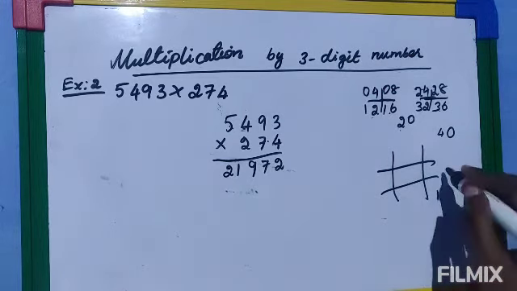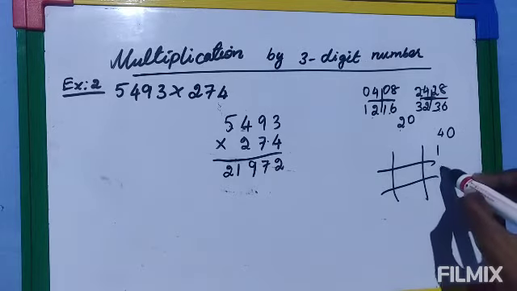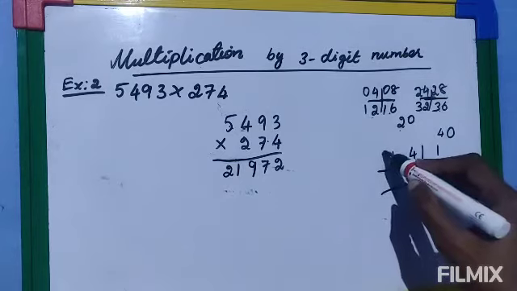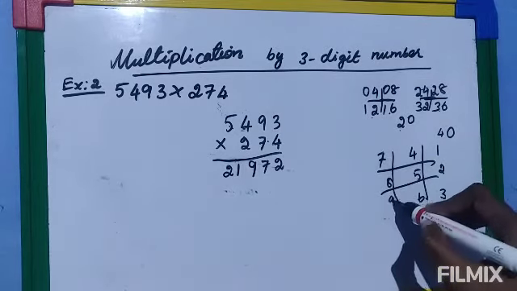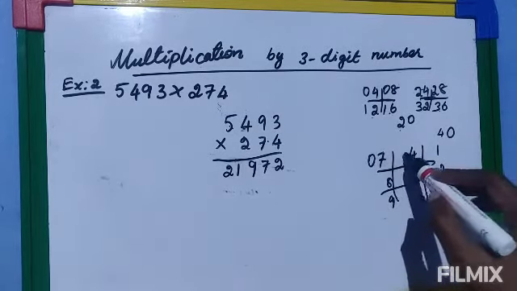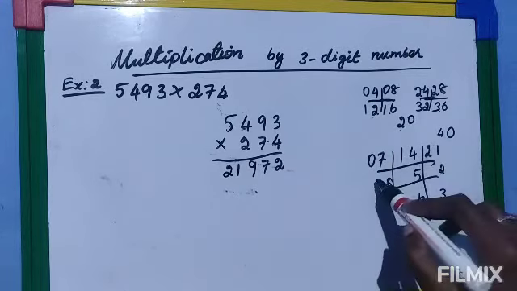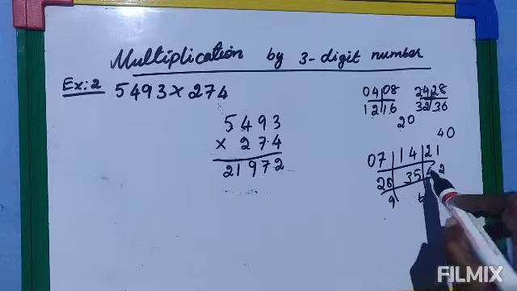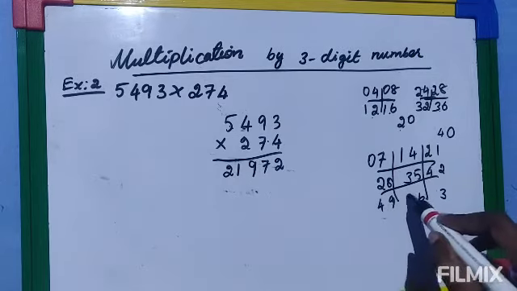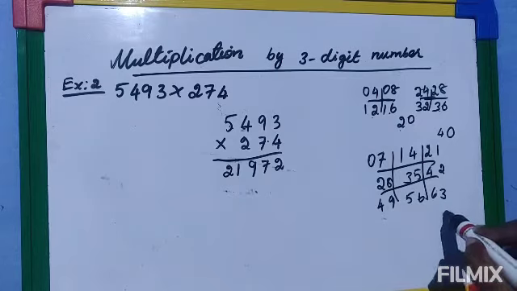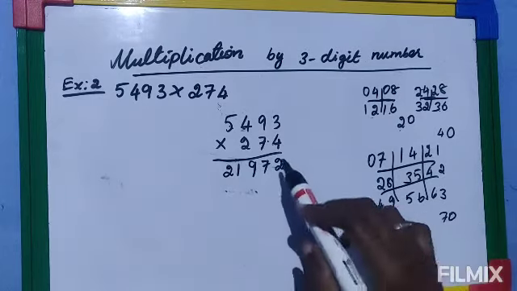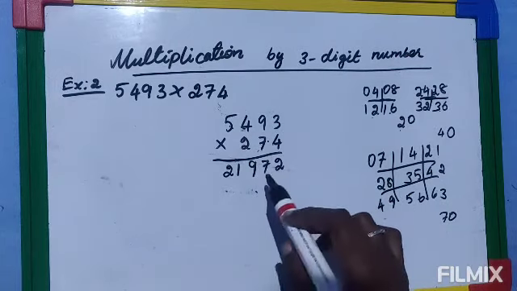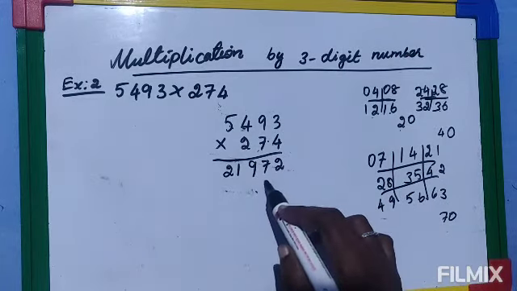1, 2, 3, 4, 5, 6, 7, 8, 9. So first is 0, again 1, 2, same 2 you will start, 3, 4, same 4, 5, 6 and here 7. Okay, now by 7 you have to multiply. Now 7 is a tens place. Okay, 7 is a tens place. So you will start the number here.